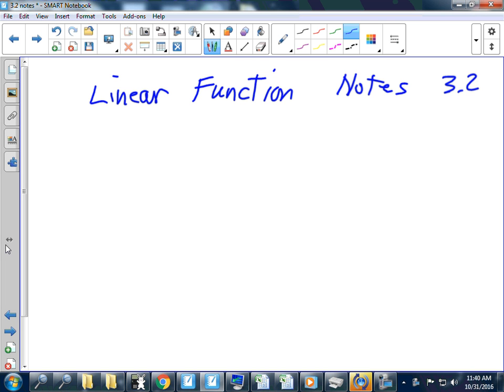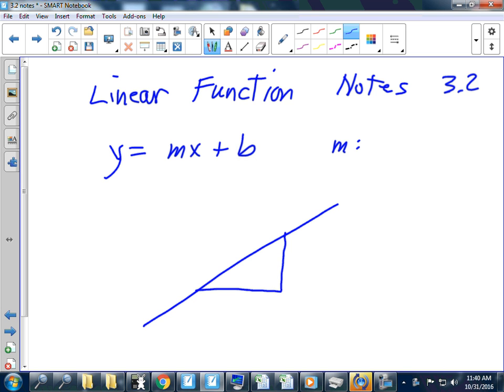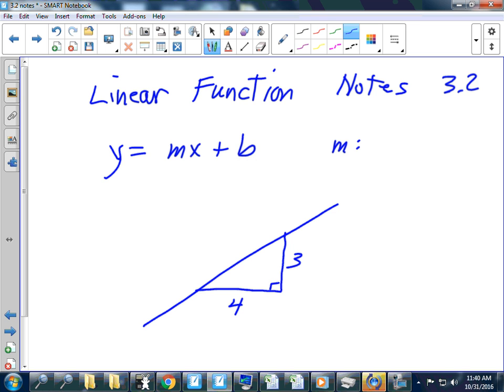Now, last year you had linear functions. We're going to just take that a little bit further this year. You had last year y equals mx plus b, where m was what? Can't remember that part? Yeah, slope. Good, Chris. M is the slope.